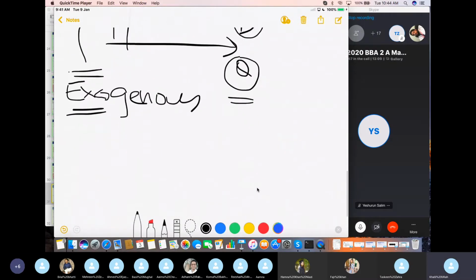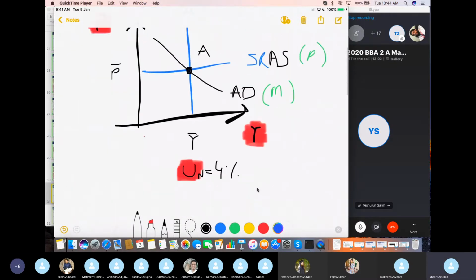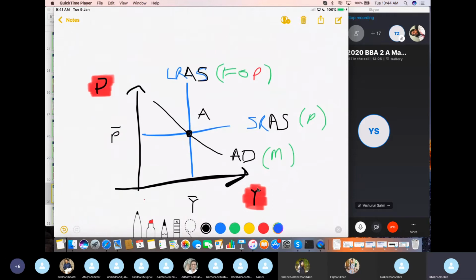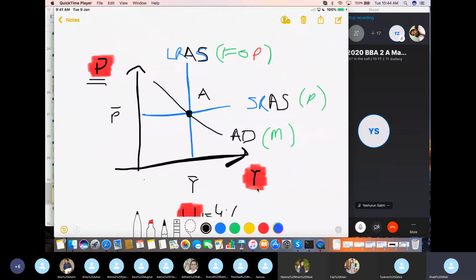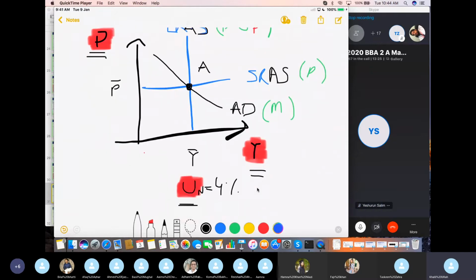So coming back to our ASAD model, the ASAD model is basically a model that's trying to study what happens to the economy. Right now, in this particular model, the endogenous variables are general price levels and your GDP. You want to figure out what happens to the price levels, what happens to the GDP, what happens to unemployment. These are all endogenous variables.